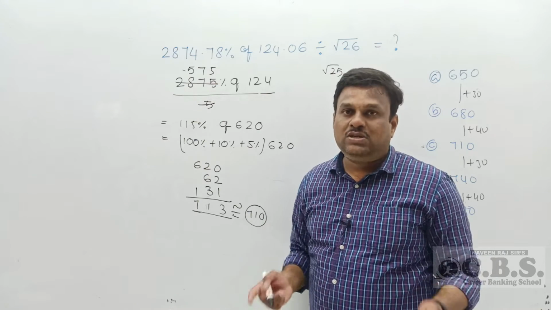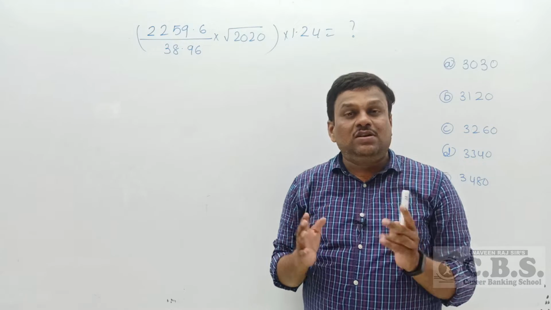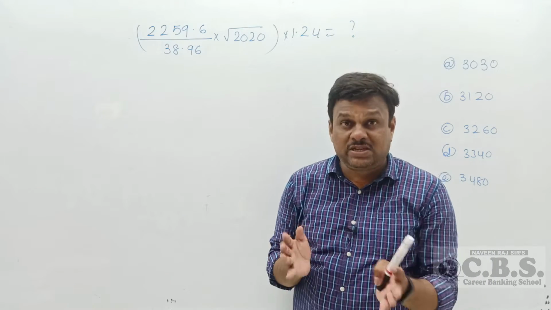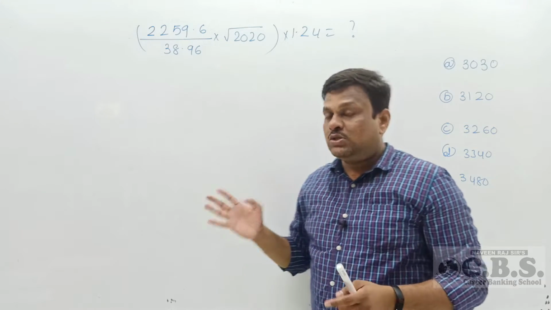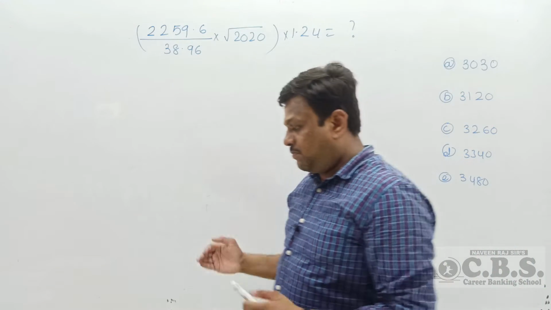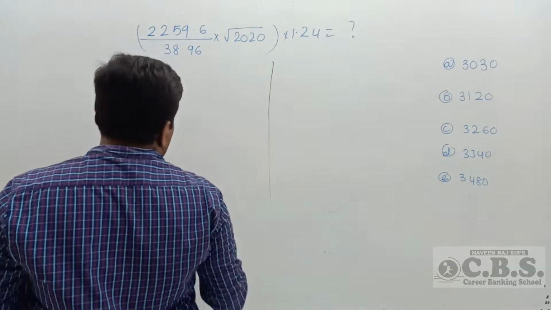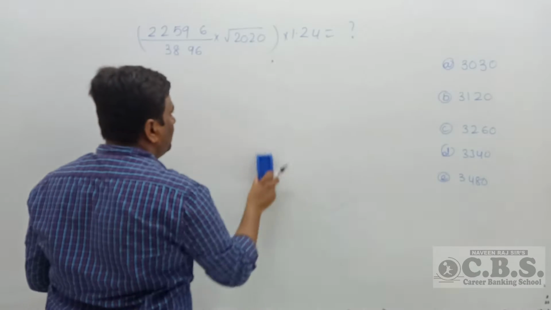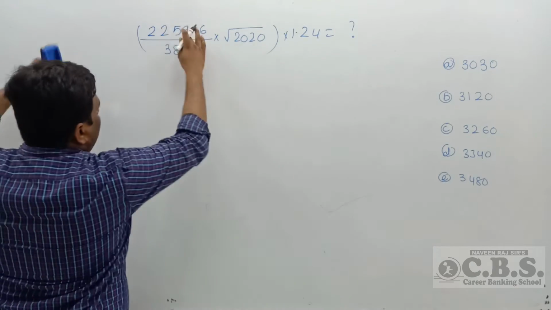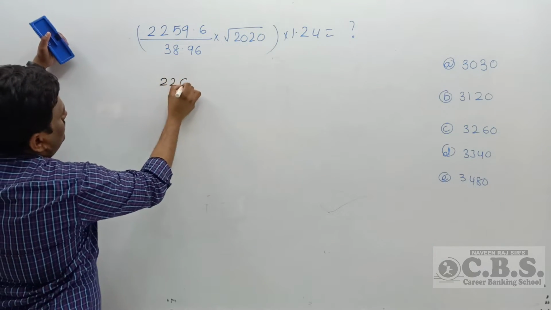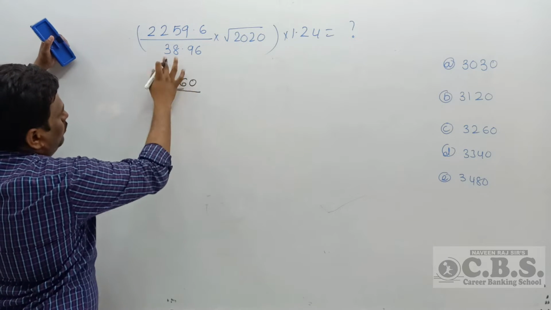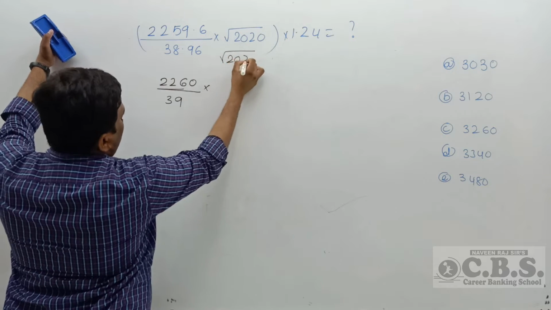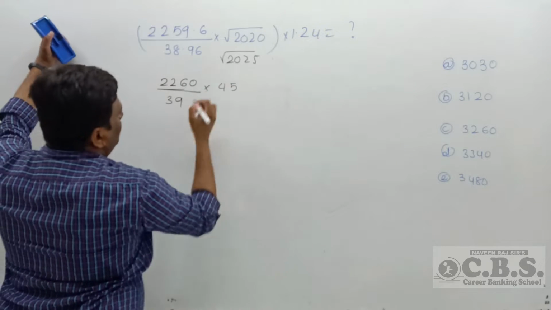Then go for another question which was held in a previous year. This is a very important problem. You can easily understand the mistakes we are going to make in the examination. So let's start with the basic approximation method. I follow the basic approximation rule to answer this question. What is this? You can take it as double 60, and the approximate value is 39, and 2020 is near to 2025. The square root of 2025 is 45.